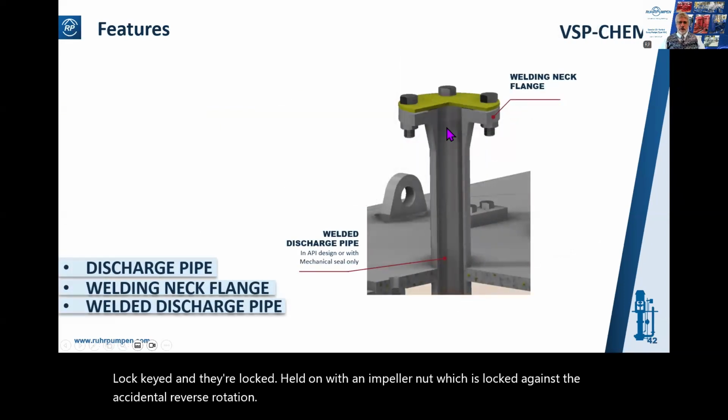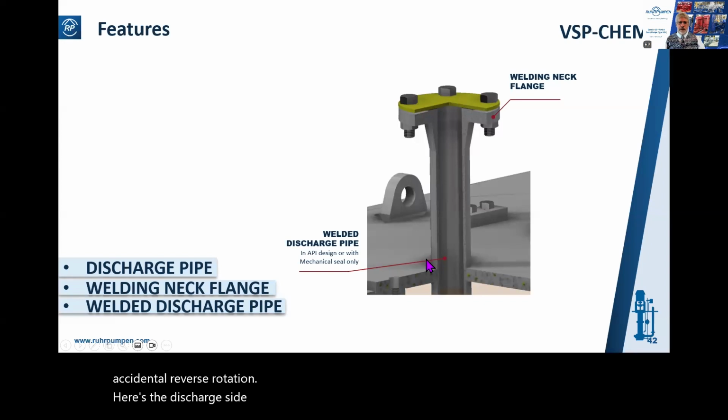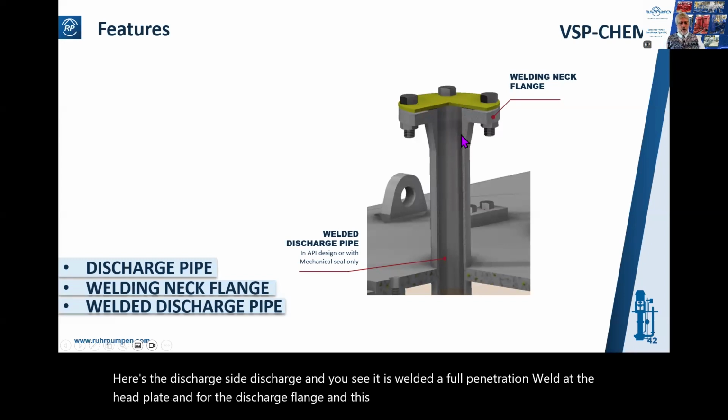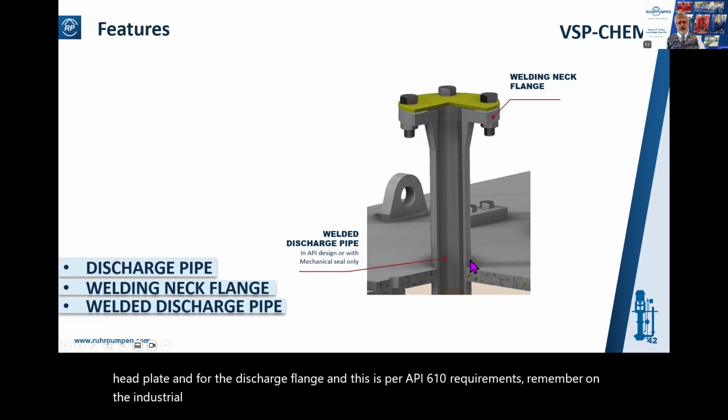Here's the discharge, side discharge, and you see it is welded, a full penetration weld at the head plate and for the discharge flange. And this is per API 610 requirements. Remember, on the industrial pump, it was threaded at that point and at this point here.